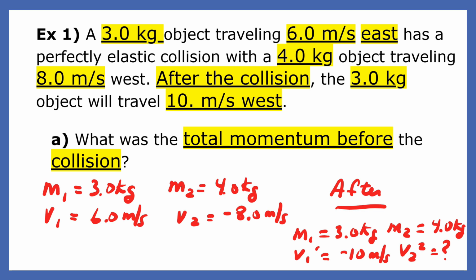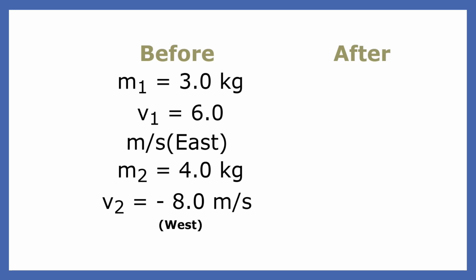The m1 is 3 kilograms, its velocity is 6 meters per second. m2 is 4 kilograms, and its velocity is negative 8 meters per second, simply because it's traveling in the westerly direction. So after, we write, the 3 kilogram is going west, it's negative 10 meters per second, and the other one, the 4 kilogram, we don't know its velocity. Once again, notice that we made the velocity of the 4 kilogram object negative. This is because it's moving west.